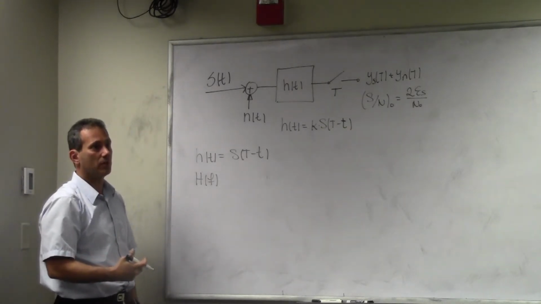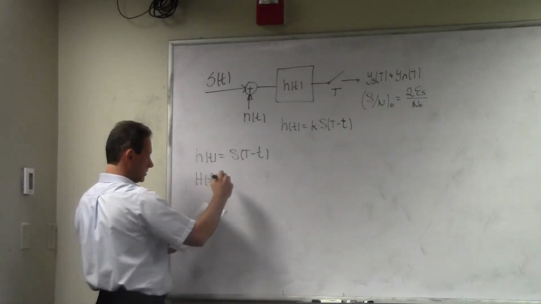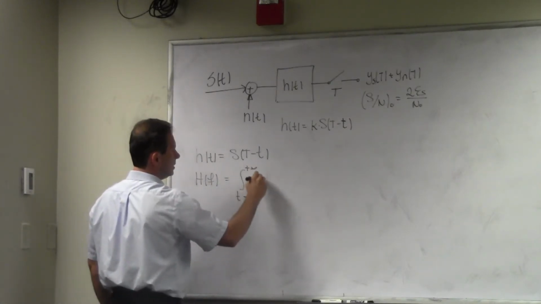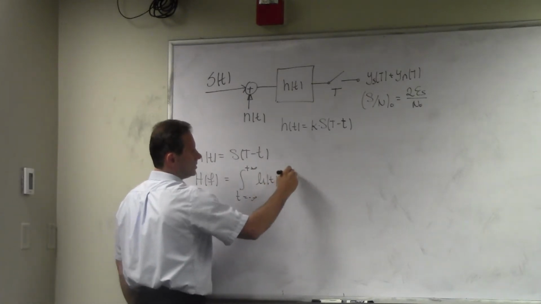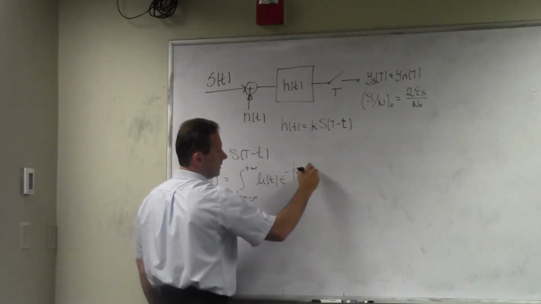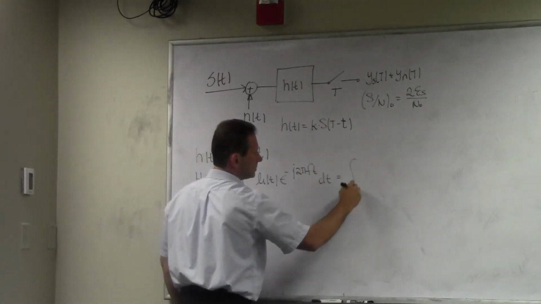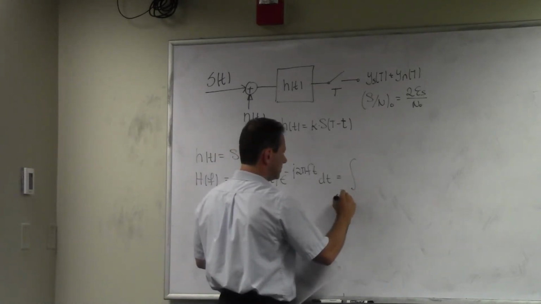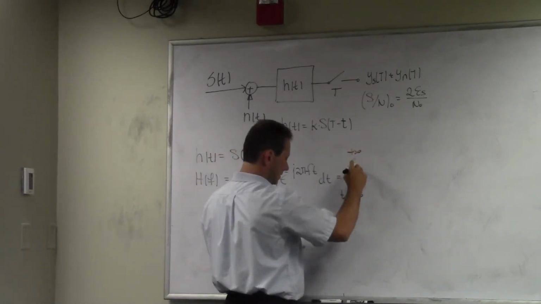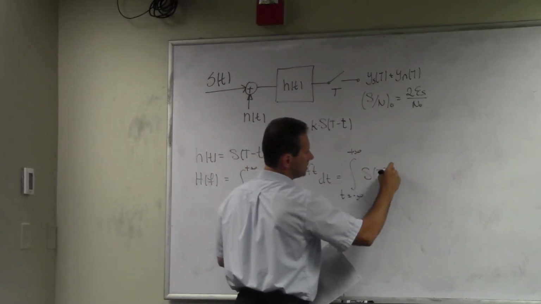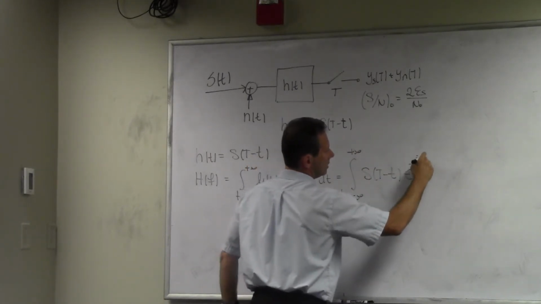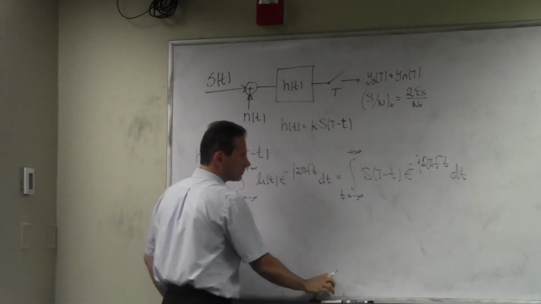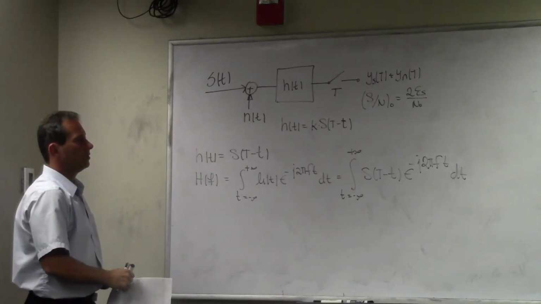Frequency response. Fourier transform of an impulse response. This is a frequency response. It is the integral, when t goes from minus infinity to plus infinity, of h of t e to the minus j 2 pi ft dt. Let me substitute what h of t is. So this becomes the integral, when t goes from minus infinity to plus infinity, of s of T minus t e to the minus j 2 pi ft dt. So that's what I need to calculate.